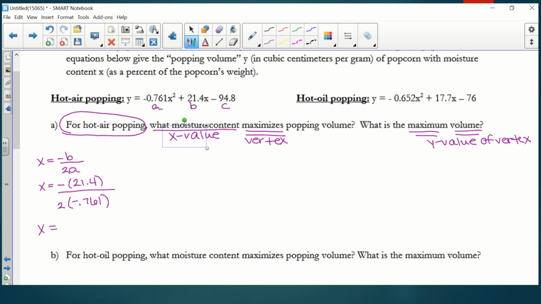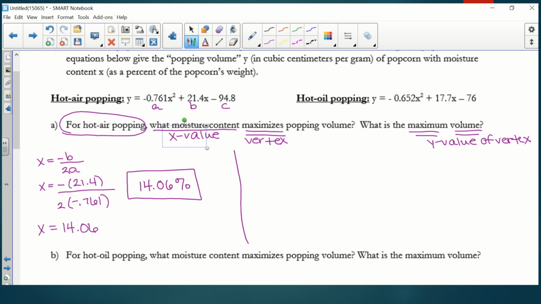Simplifying this, I'm going to round to the nearest hundredth because all of these are going to be some pretty large decimals. So let's keep it rounded to the nearest hundredth with these questions. When I simplify this, I get 14.06. So to answer the first question, what moisture content maximizes popping volume? Remember, the moisture content is a percent of the popcorn's weight, so 14.06 means 14.06%.